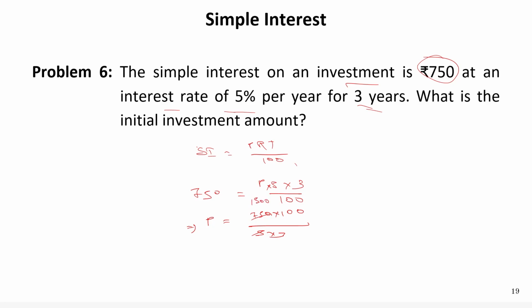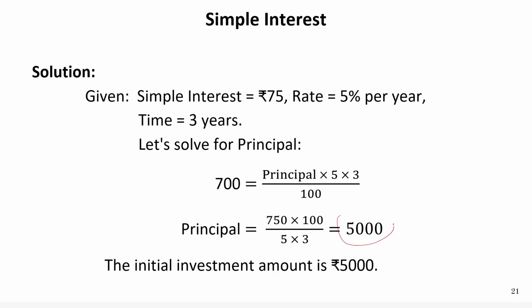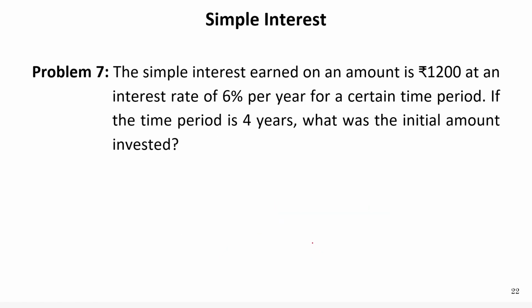1500, right? 150, and dividing it by 50 is equal to 5,000. So 5,000 will be the principal amount. Principal into rate into time by 100 is equal to SI. So let's solve it. What we are left with is 5,000, right? Because principal is equal to 750 into 100 by 5 into 3. By dividing it by 5, we are left with 20 and it by 250. So it is nothing but 5,000 rupees. So the initial investment amount is actually 5,000 rupees.